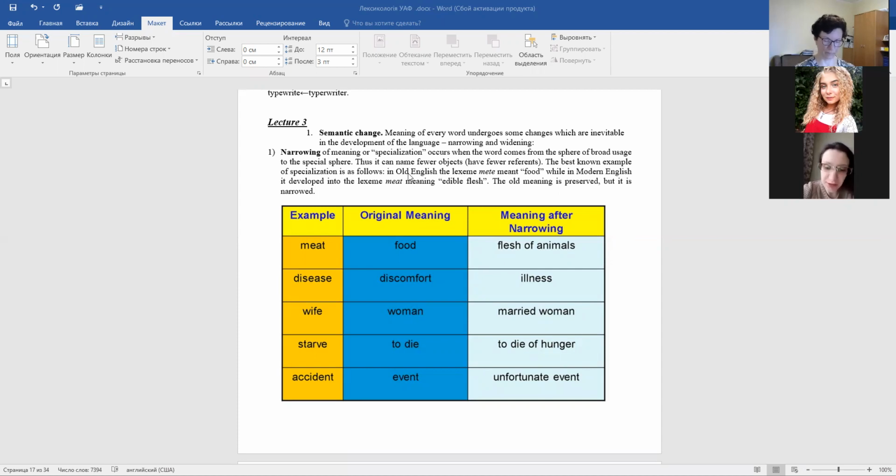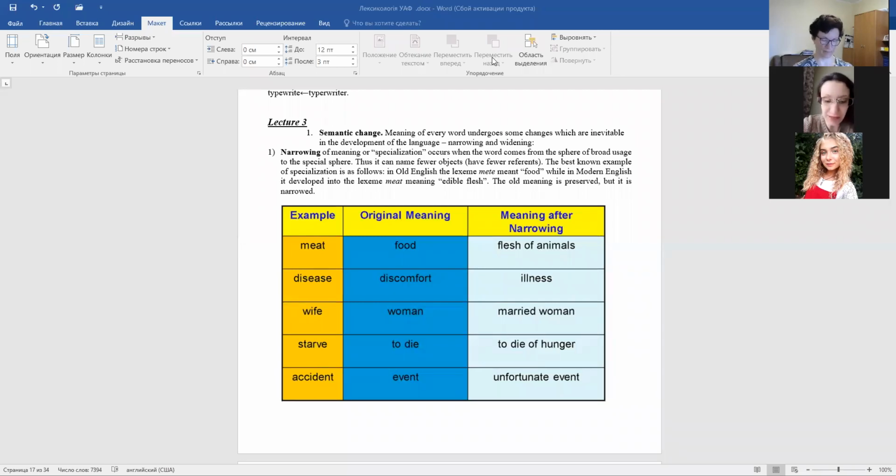Semantic change: the meaning of every word undergoes some changes which are inevitable in the development of the language, narrowing and widening. So, two most important changes are narrowing and widening. Natasha, talk about narrowing, please.